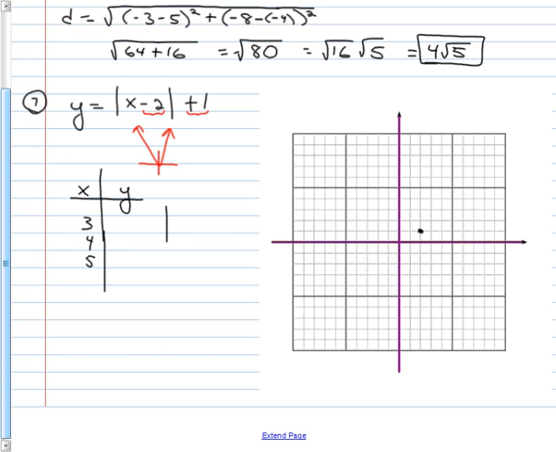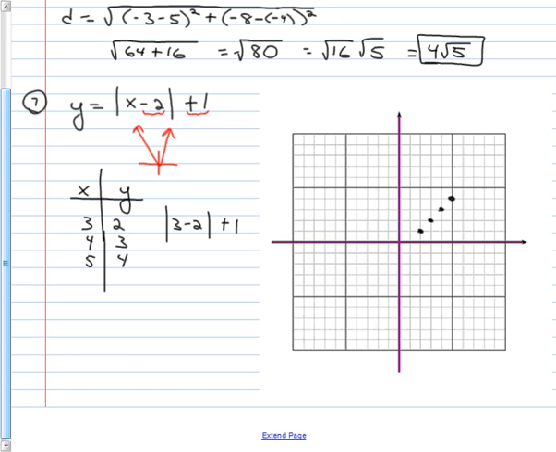So if I put a 3 in, absolute value of 3 minus 2, and then add 1, what's that? 1 plus 1 is 2. Put a 4 in, just going to do it mentally. 4 minus 2 is 2, absolute 2 is still 2, plus 1 is 3. 5 in, 5 minus 2 is 3, 3 plus 1 is 4, so I can plot those points. 3, 2, 4, 3, 5, 4.